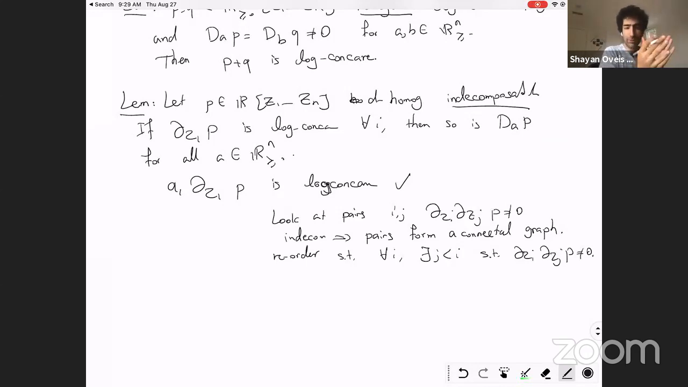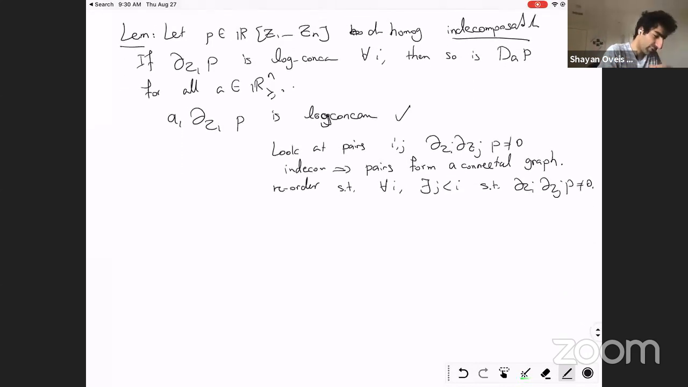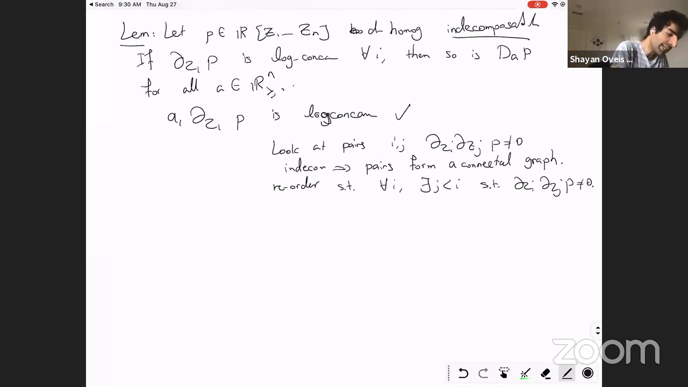There is some variable before, such that partial Zi, partial Zj is not 0. You can just do this by picking a spanning tree and following a depth first search or breadth first search. So this is the main use of the indecomposability theorem. Now let's do the induction.